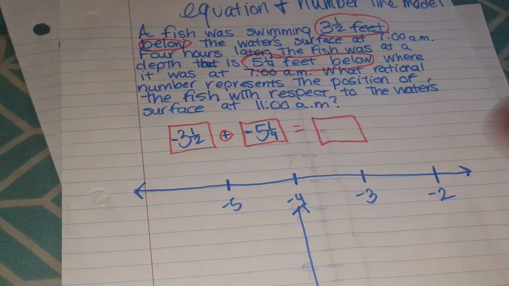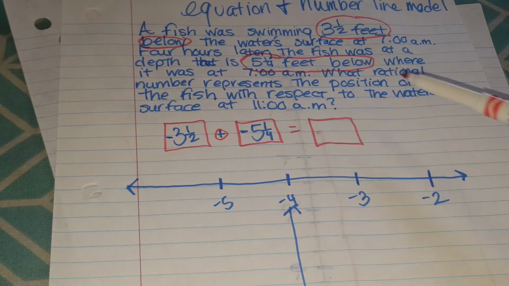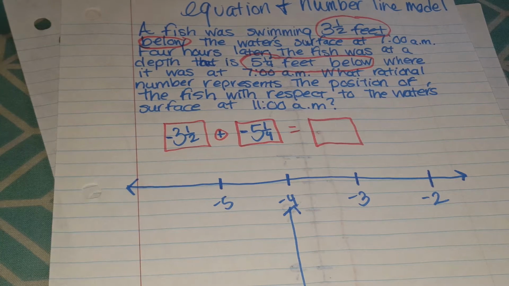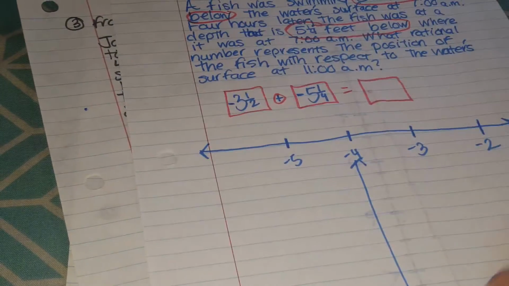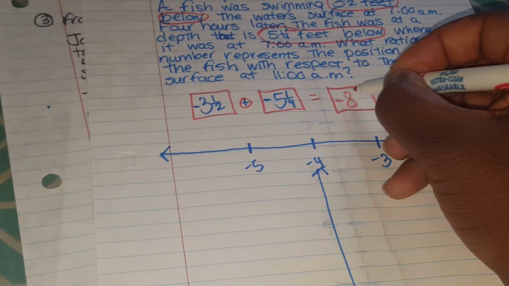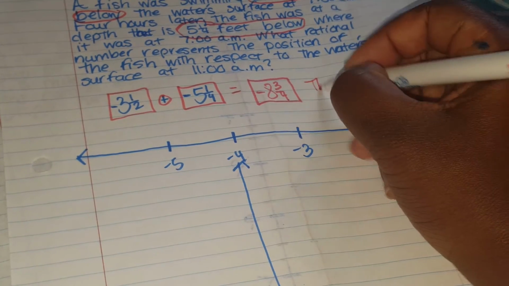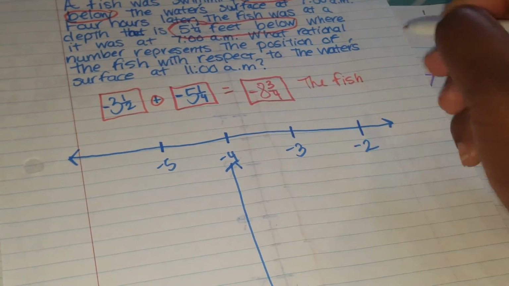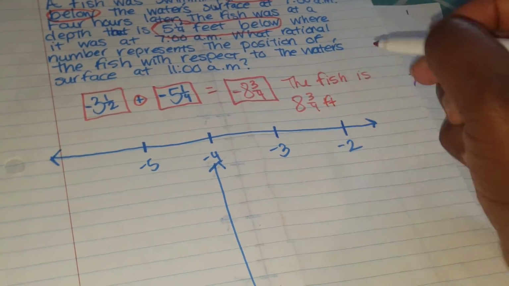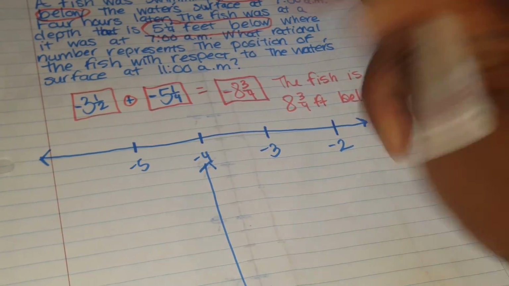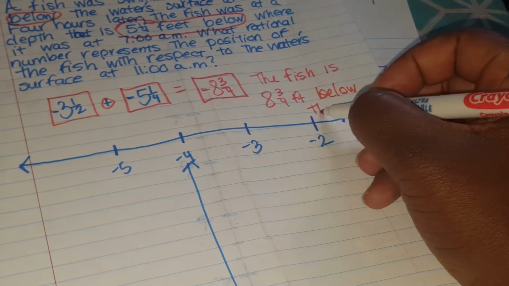So where's the fish at? So the fish is, with respect to the water surface at 11 o'clock a.m., he is at negative 8 3/4. So that means the fish is 8 3/4 feet below, because that negative is telling me below the surface.